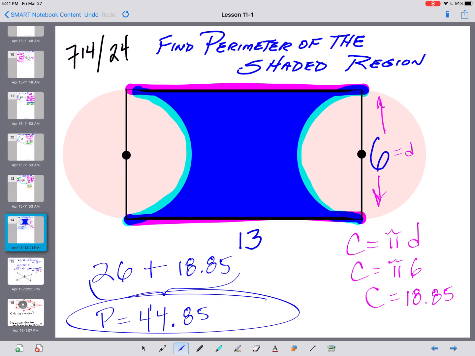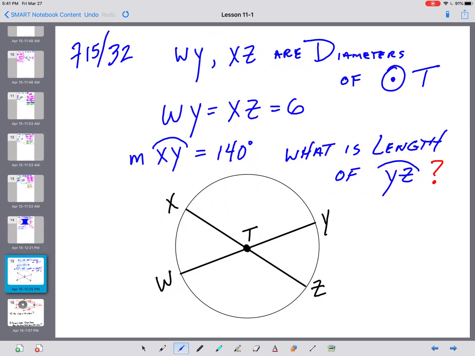Here comes our last one. Now, it says we've got some diameter, so T is the center. We also know that WY is 6 and XZ is 6. Well, look what you got. You got diameters, but you also got radiuses or radii. So you got the radii is 3, 3. All of these are the radiuses, okay?